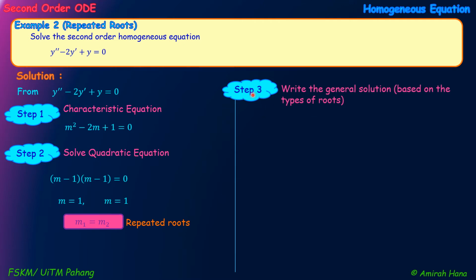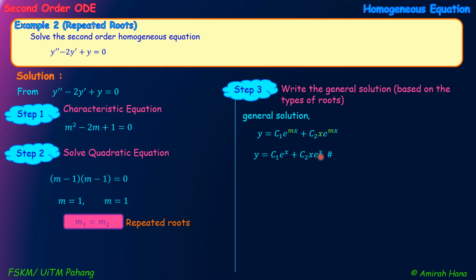After that we continue with step 3, write the general solution based on the type of root. The type of root is repeated, so we can write the general solution y equals c1 e to the power of mx plus c2 x e to the power of mx. This is the formula for the general solution for repeated roots. Then we replace m by 1, so we get c1 e to the power of 1x plus c2 x e to the power of 1x, or we just write x only.